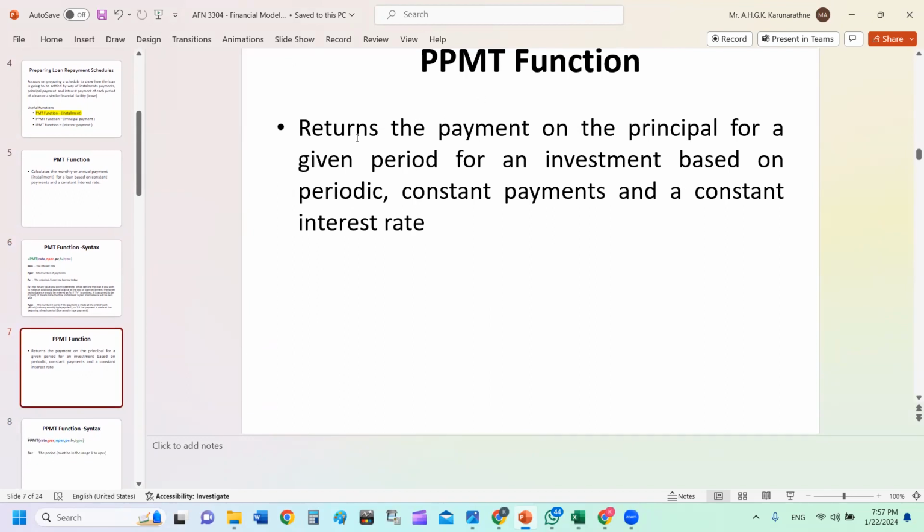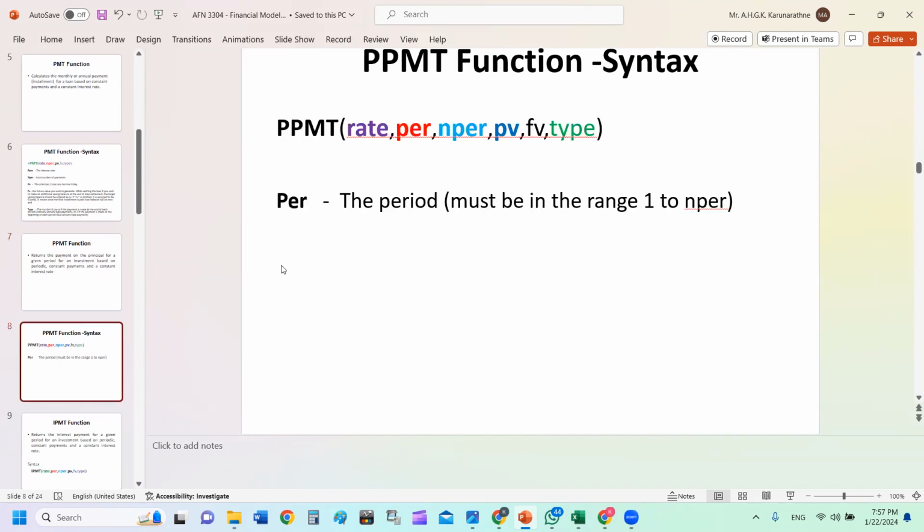PMT function we are not going to discuss, right? It returns the payment on the principal, the principal payment. We can find the principal payment using the PMT function, but we are not going to discuss it because it's not that needed, because we can easily find it out.